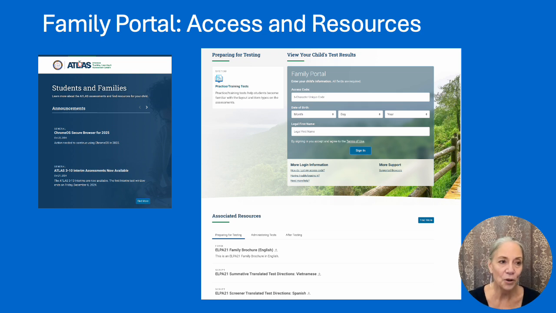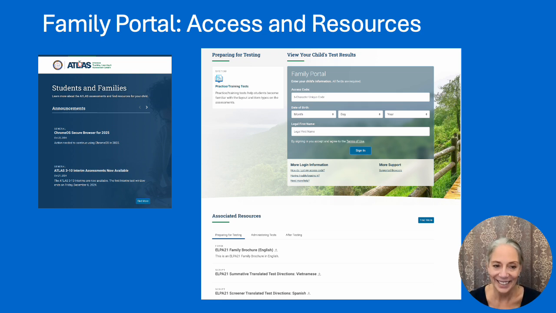When you get to the family portal, you'll see the blue background and it'll have announcements. To get to the access, you scroll down and you'll see this family portal entry field. Here's where you're going to enter your student's access code, their birthday, and their legal first name. That should be referenced on your letter, the legal first name, in case some kids have a double name and that can confuse the computer. So you can always double check, and if you're still not sure or you have any problems with access, you can contact your child's school.